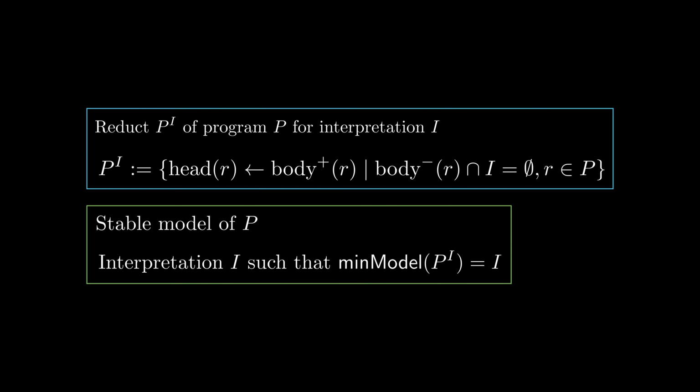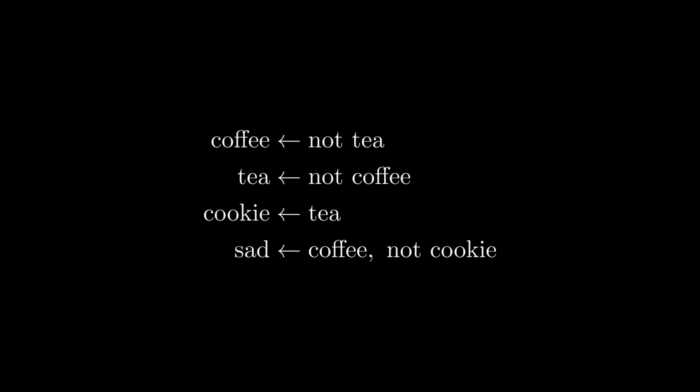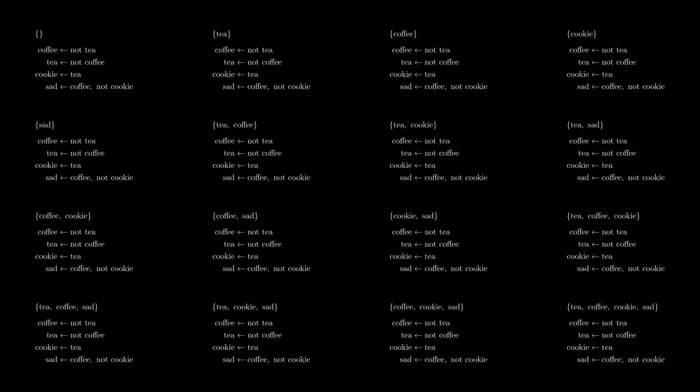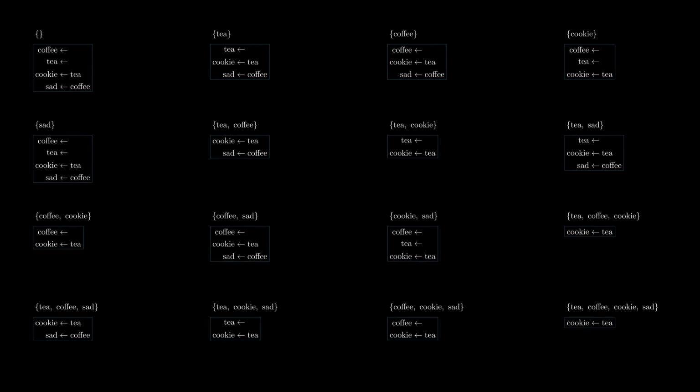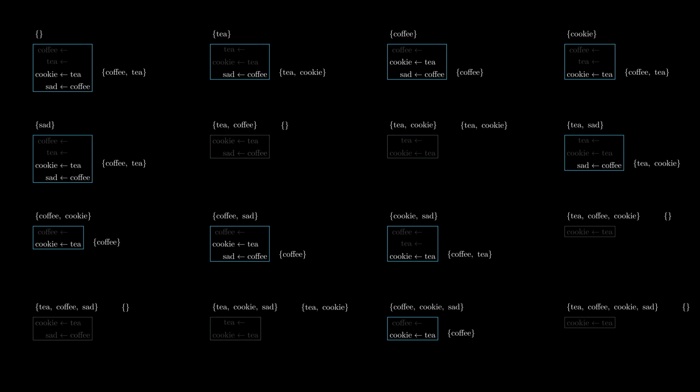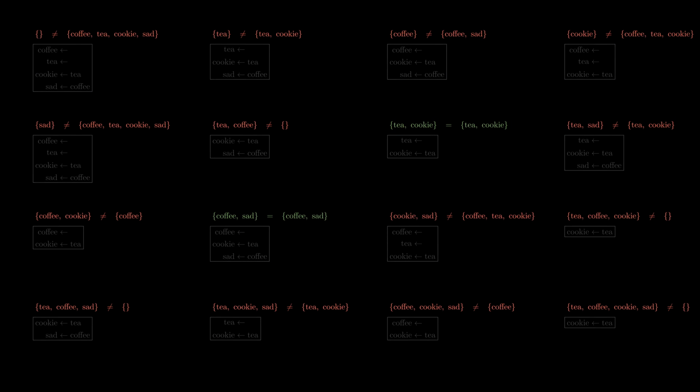Note that every stable model is a classical model of the program under the usual propositional semantics. So now, if we want to find all stable models of a program, we can simply look at all the possible classical interpretations. Let's try it. We get every possible reduct. Then we compute their respective minimal model. And finally, we compare with the starting interpretations.